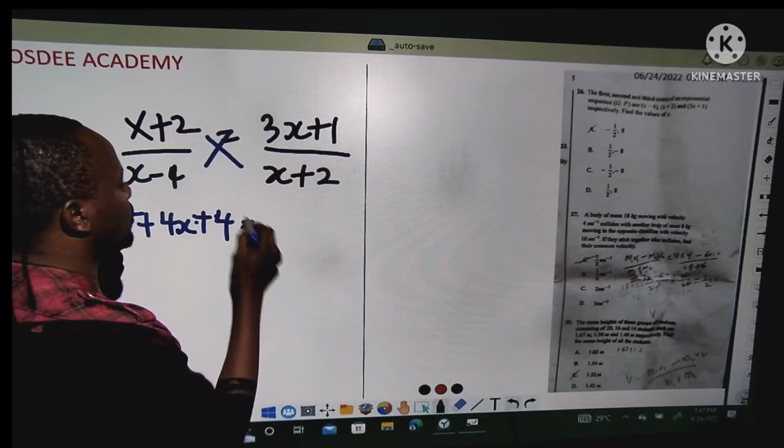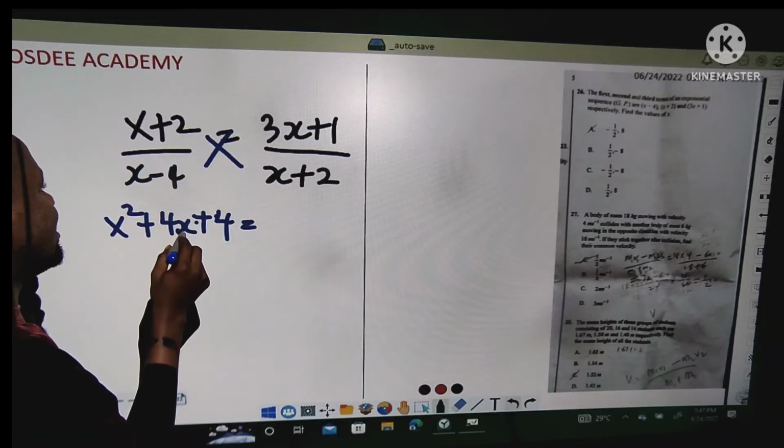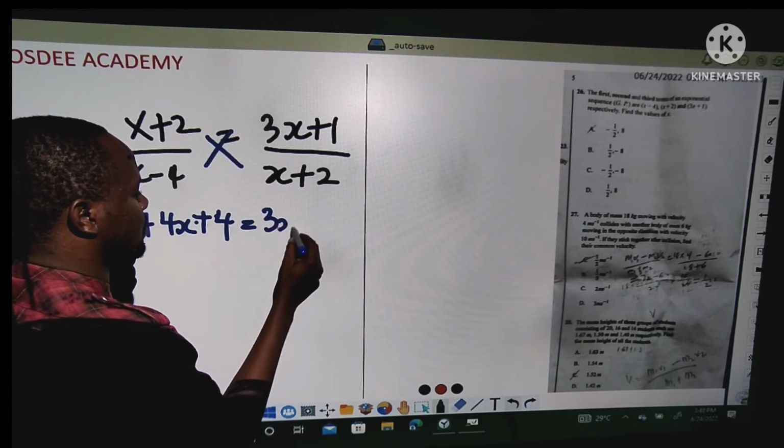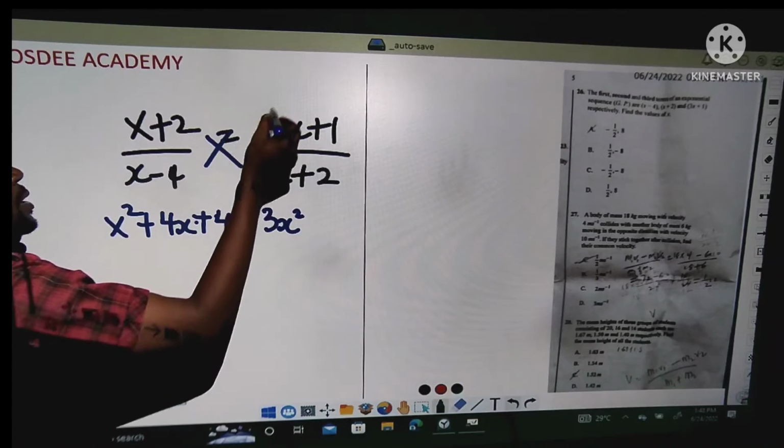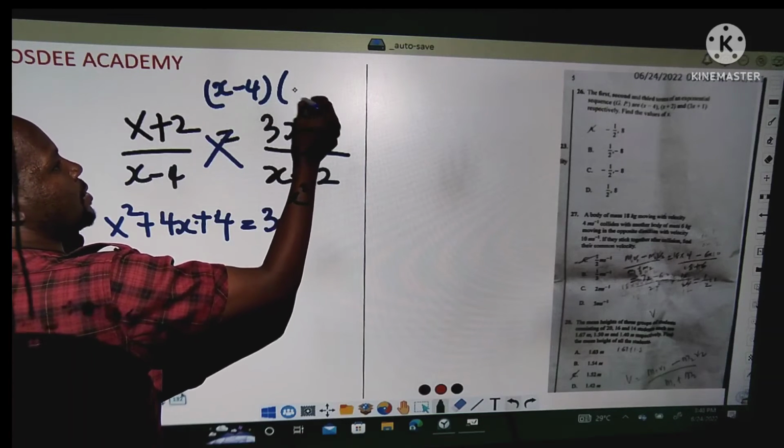is equal to, when you multiply this, I'm doing it directly, see, 3x times x is 3x squared. If you are the type that doesn't know what we are doing, you can write your own like this: x minus 4 multiplied by 3x plus 1.